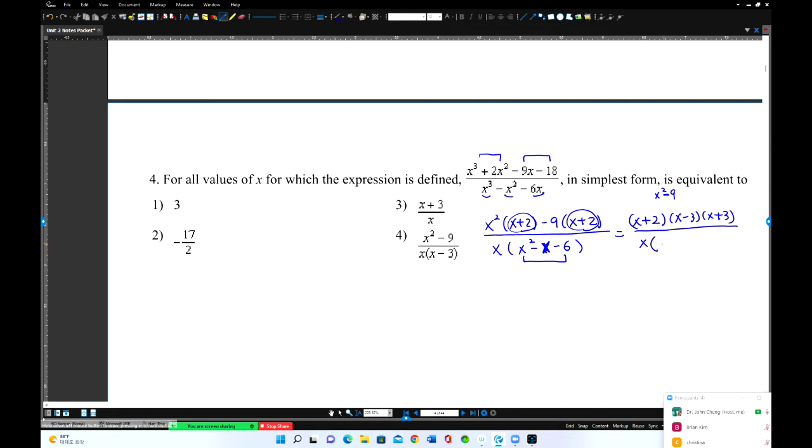Sorry, the two numbers are negative 3 and 2, okay? x minus 3 and x plus 2. So which one is the common factor? x plus 2? Yes. Take them out. x minus 3? Yeah, same order. But we still have x plus 3 over x in the final. Okay, so choice 3 is the answer, okay? The point is always what? Completely factor the form. Always cancel the same factor across the fraction, okay?